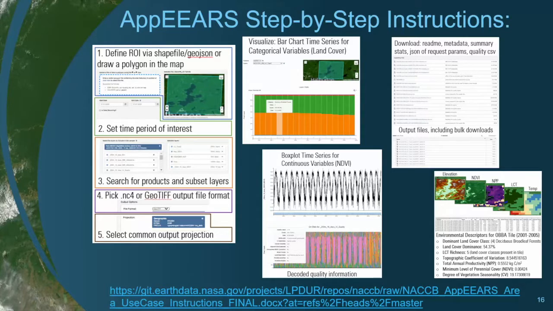Once the request is complete, you can visualize the results in the AppEEARS interface by looking at things like stacked bar chart time series for categorical variables such as land cover, and box plot time series for continuous variables such as NDVI. AppEEARS also returns decoded quality information, which will help you make informed decisions on what data to include in your analysis. From there, the instructions will show you how to download the summary statistics provided with every AppEEARS request, and how to quickly generate some environmental descriptors, including things like the dominant land cover class, its dominance and land cover richness, total annual productivity, and perennial vegetation cover.